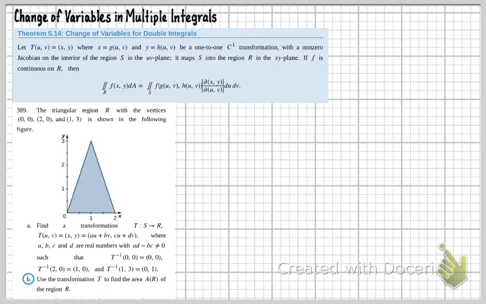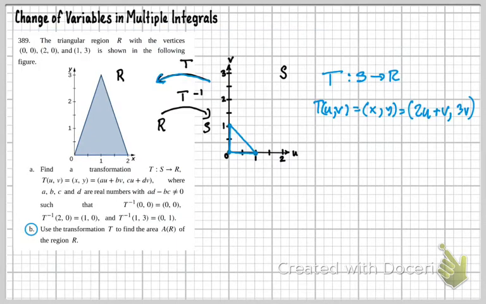We previously worked on this problem 389 in a previous video. And there we found the transformation from S to R. And that's what we need here. We need a transformation from S into R, and that's what we have now. If you remember, this was the video here. And our T(U,V) was actually equal to (2U + V, 3V). That's what the transformation was.